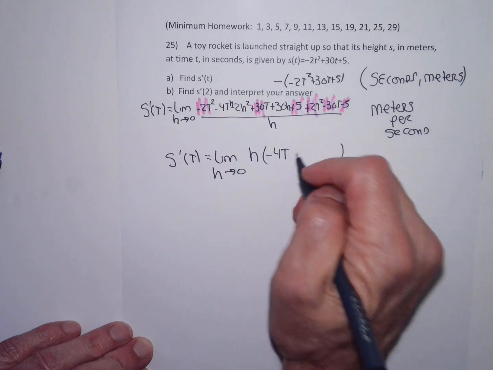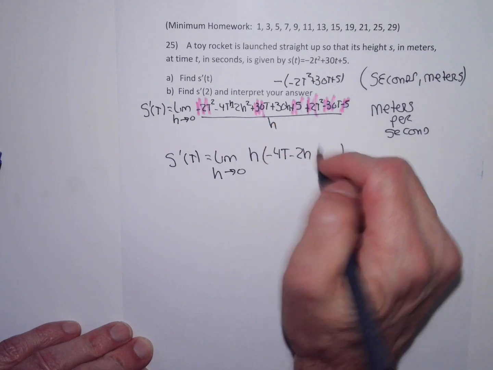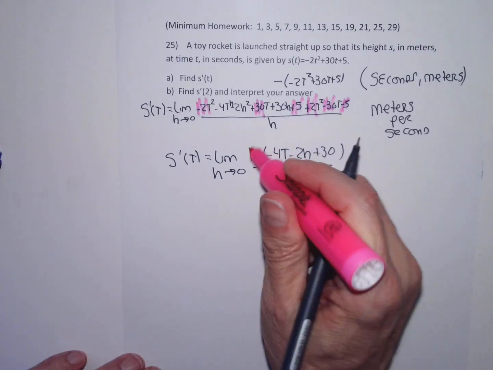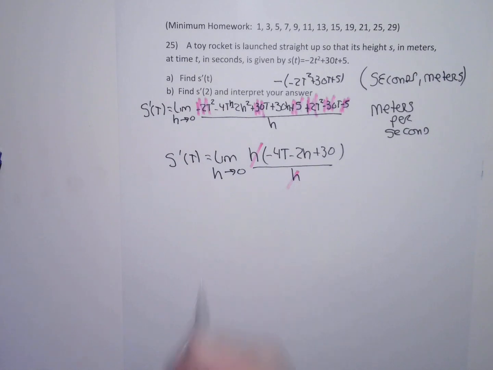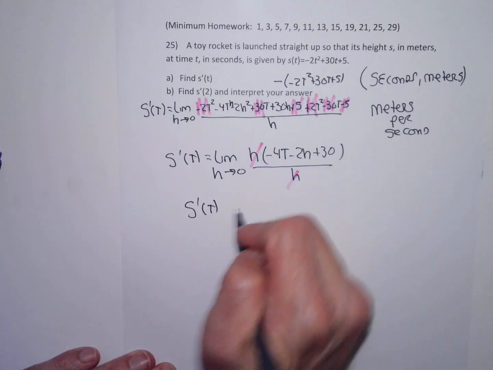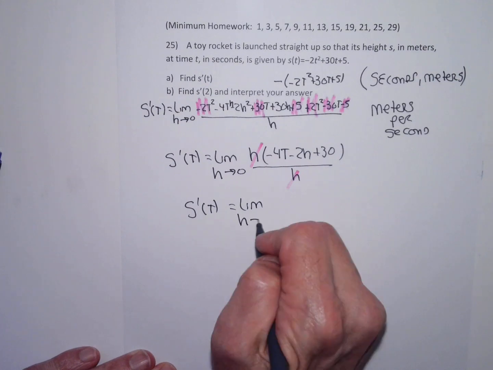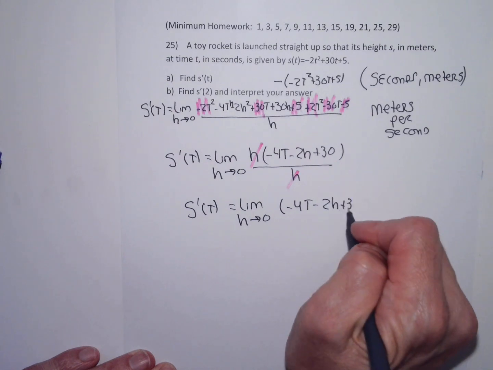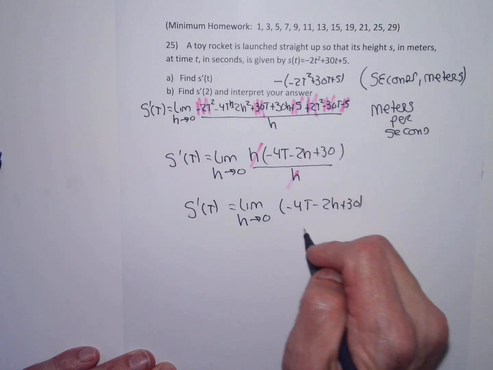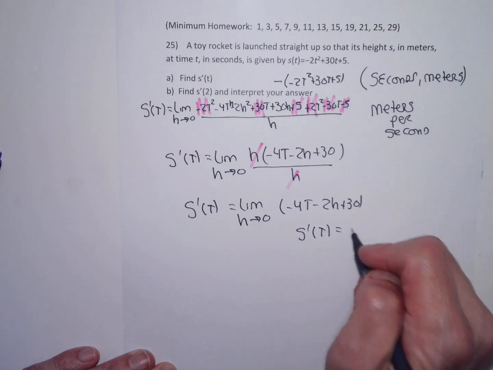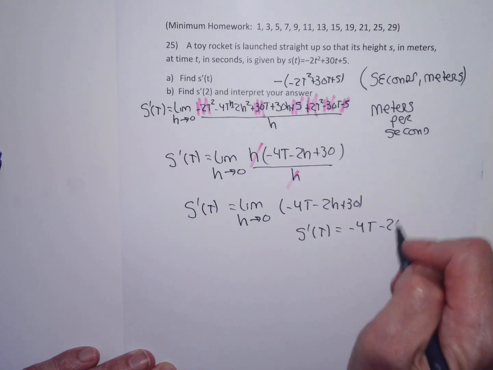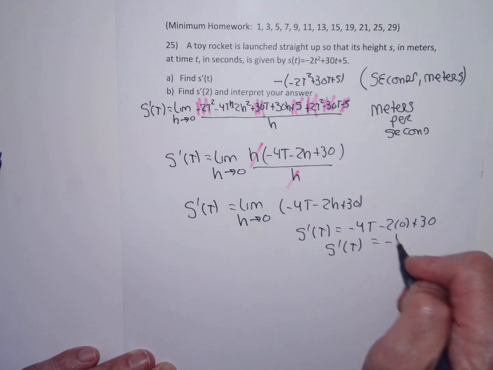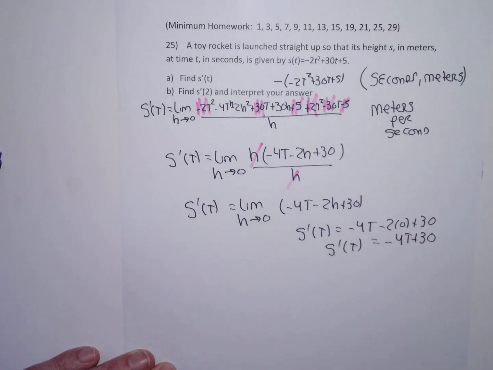From the minus 2h squared, I'm left with minus 2h. From the plus 30h, I'm left with plus 30 all over h. Cancel out the h's, and I get the derivative is the limit as h goes to 0 of negative 4t minus 2h plus 30. I'm going to change that h to 0 and get s prime of t, or the derivative, is negative 4t minus 2 times 0 plus 30. So the derivative is minus 4t plus 30. That's the answer to part A.